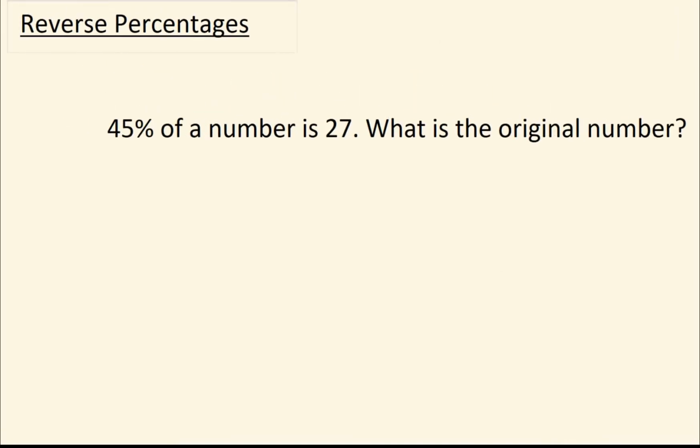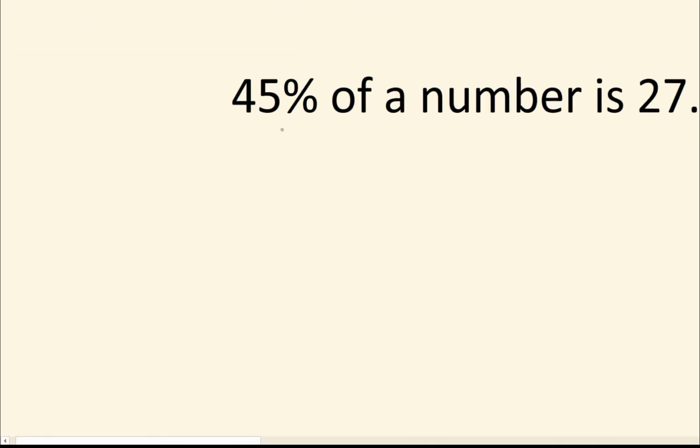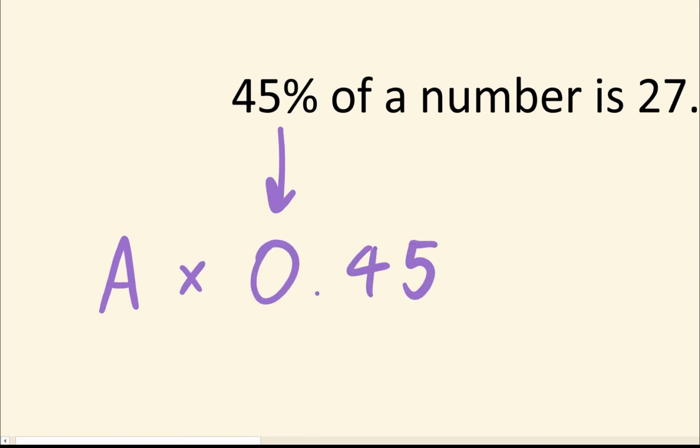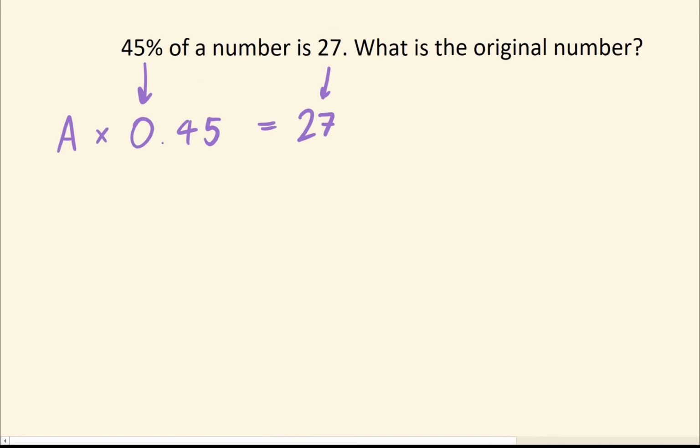So 45% of a number is 27. We want the original number. So if I took 45% of a number, that means I had some number, again I'll call it A, and to find 45% I must have timesed it by 0.45. Again I did that, and then I got the answer of 27. Now I want to undo this, I want to work backwards.